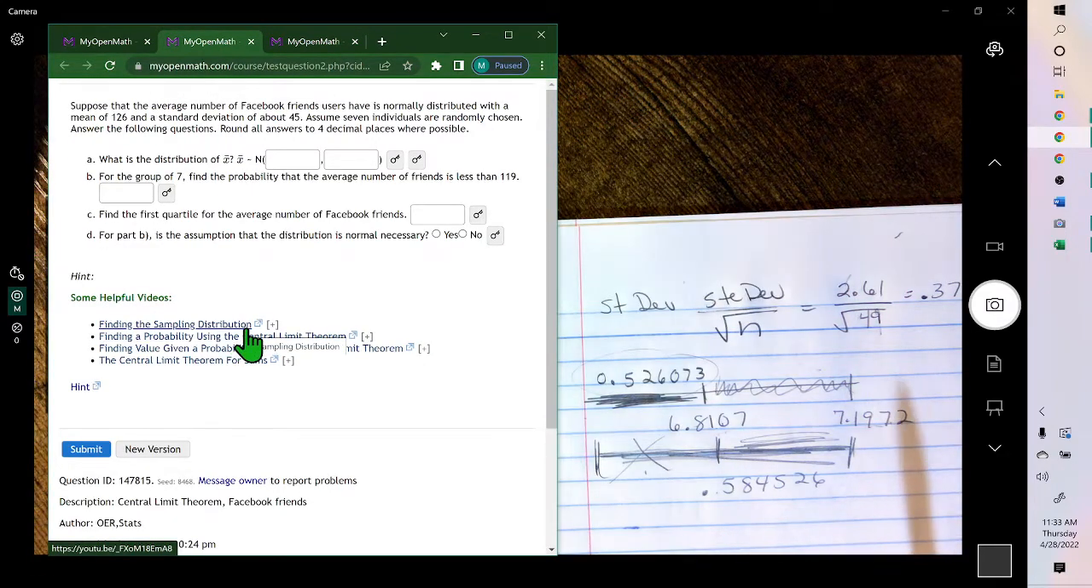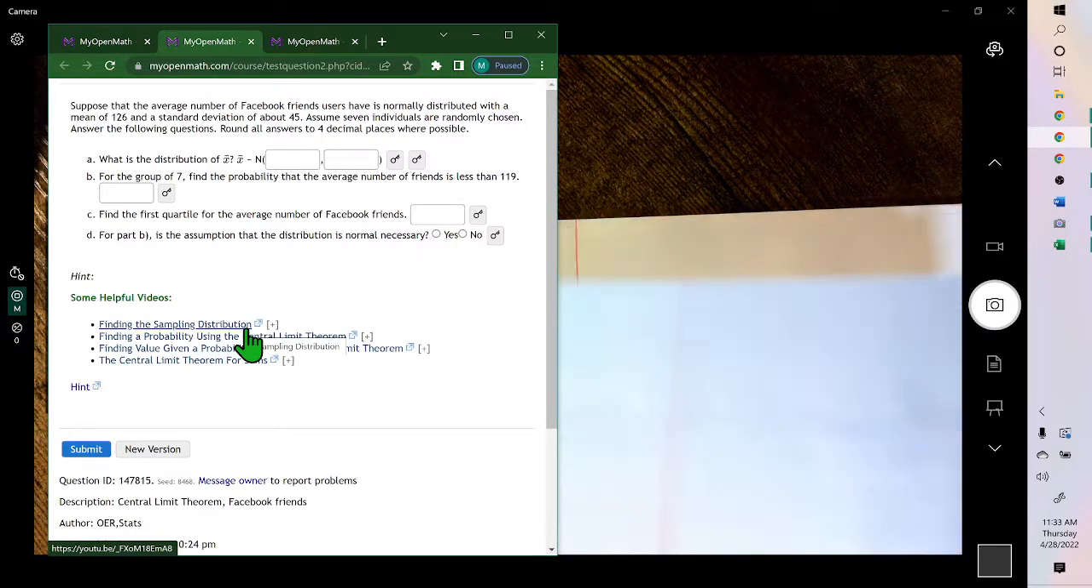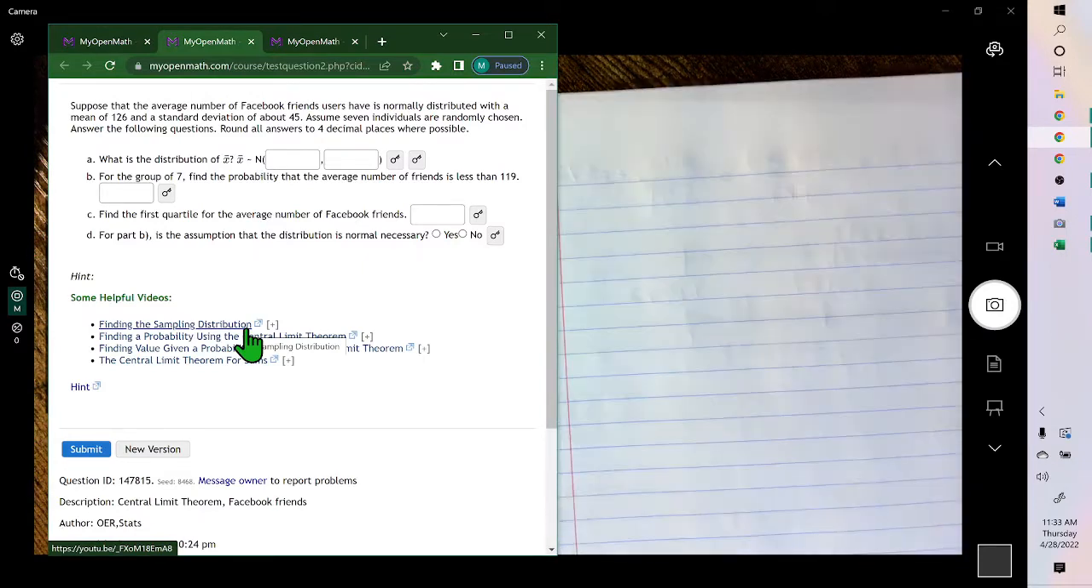Okay, this one here, suppose the average number of Facebook friend users you have is normally distributed with a mean of 126 and a standard deviation of 45. Assume 7 individuals are randomly chosen. Answer the following questions. Round all answers 4 decimal places.